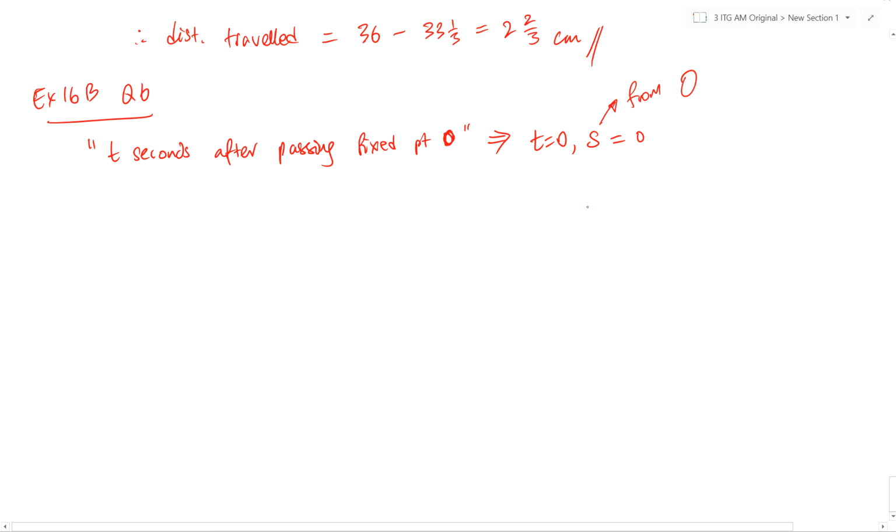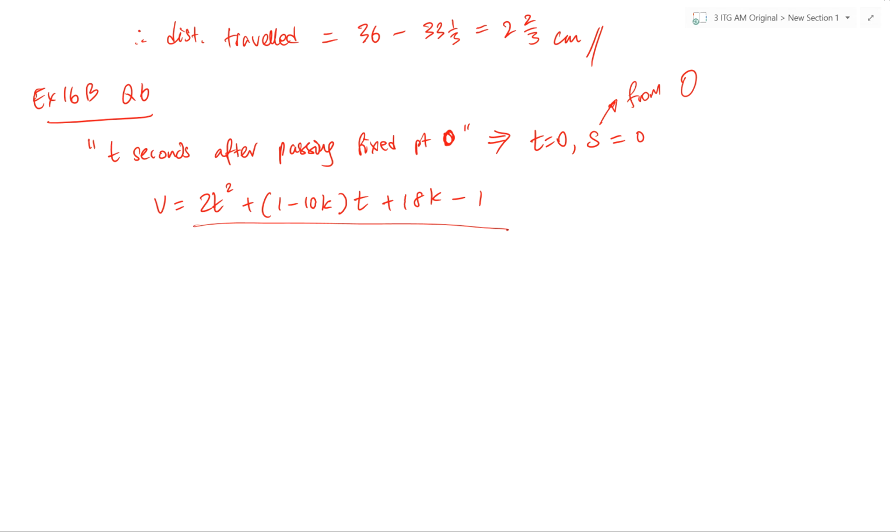They also tell us that velocity is given by 2t squared plus 1 minus 10k t plus 18k minus 1. Looks very scary. Velocity, as shown, out of all these over here, what is a variable? That means something that we allow to keep changing. T is the time, right? What is a constant? K is a constant. It is supposed to be a fixed number, which we will have to find out what it is. If we manage to find out what K is, then it becomes just a coefficient. Okay?